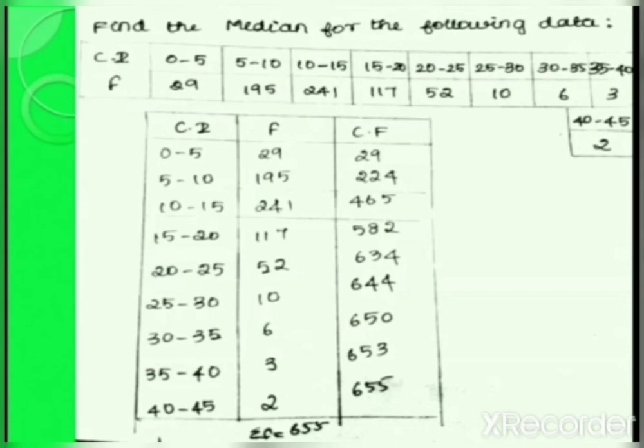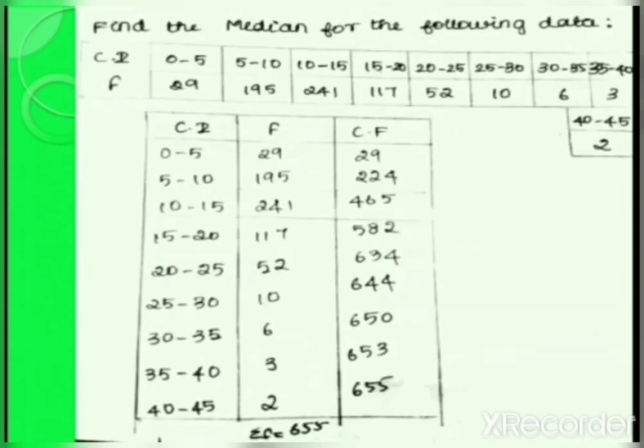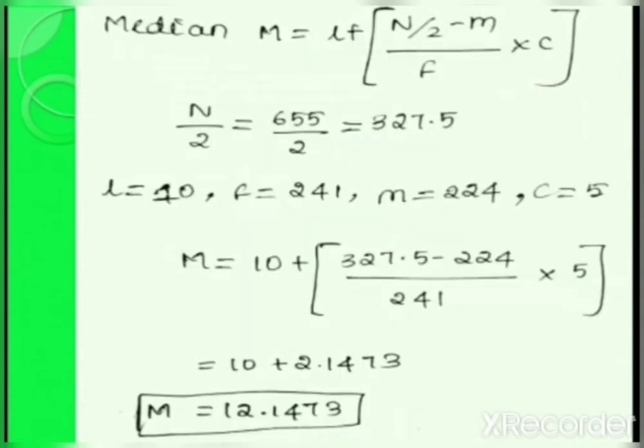In this 465, you have to take the corresponding class interval and frequency. Here the corresponding class interval is 10 to 15 and the frequency is 241. Our lower limit of the class interval is 10, because the class is 10 to 15, and the frequency is 241. Our median class has cumulative frequency 465, so we take the cumulative frequency of the pre-median class, which is 224. So small m is 224.